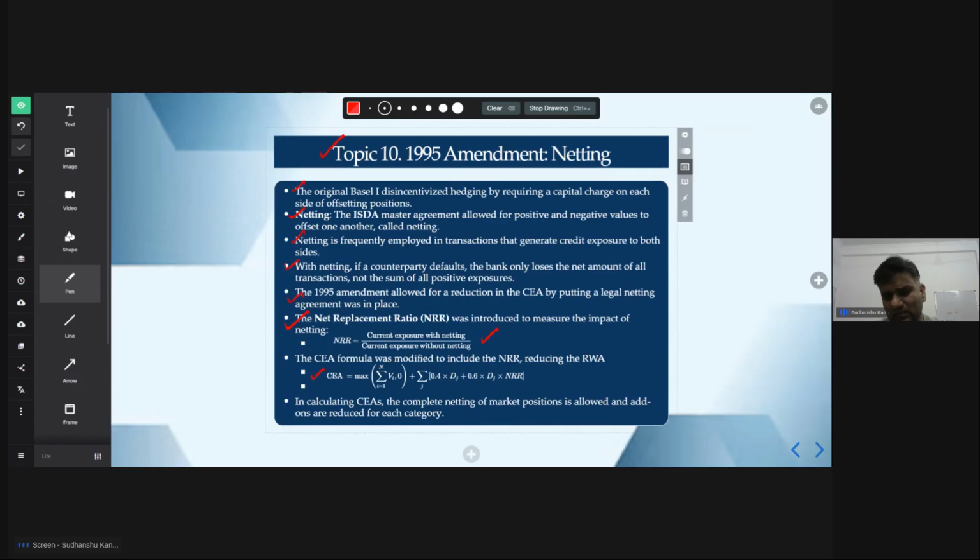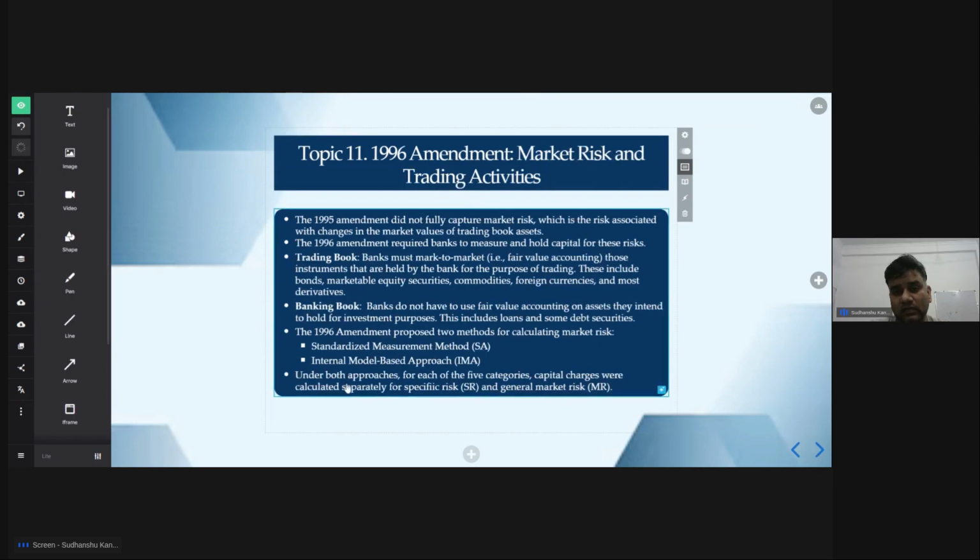And if you look at the whole idea, right, the whole idea is that netting reduces your RWAs, encourages your risk management, and was a major structural improvement over your Basel I. So that is what happened in 1995 amendment for netting. Then we get into the 1996 amendment, right? 1996 amendment for your market risk and your trading activities.